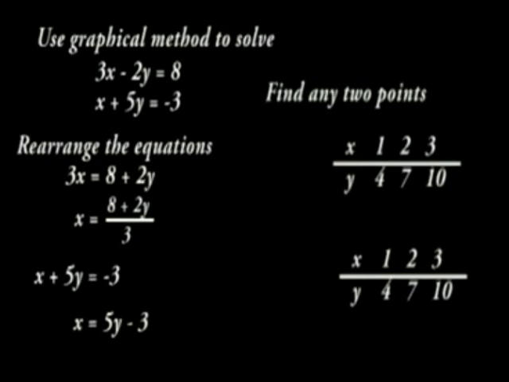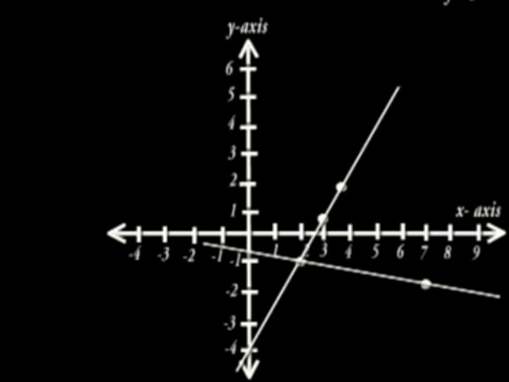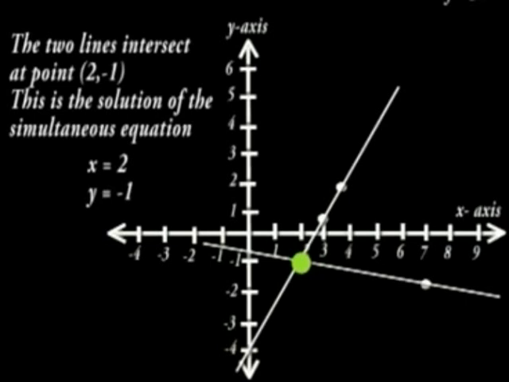And then we plot these points and then join them. We will obtain a graph of this nature. The 2 lines intersect at the point (2, minus 1). (2, minus 1) is the solution of the simultaneous equations. That is, x is equal to 2 and y is equal to minus 1. You can use the elimination and substitution methods to confirm these answers.